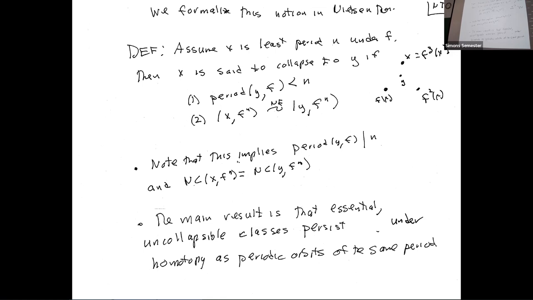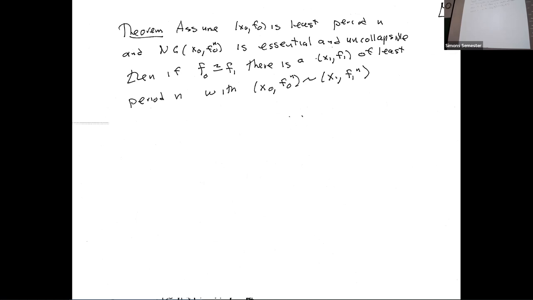The main result says that essential uncollapsible periodic points persist under homotopy. This saves the day. If things are uncollapsible and essential, then they persist as periodic points of the same period, which is what we've been looking for all along. Here's the theorem: if you have a least period n class that is essential and uncollapsible, then if you homotope, the new map has a period of least n point that's Nielsen equivalent under the homotopy. This is the main theorem of Nielsen theory for periodic points.